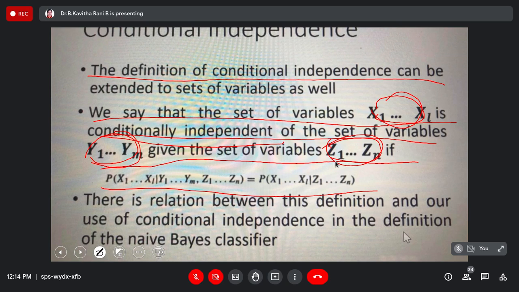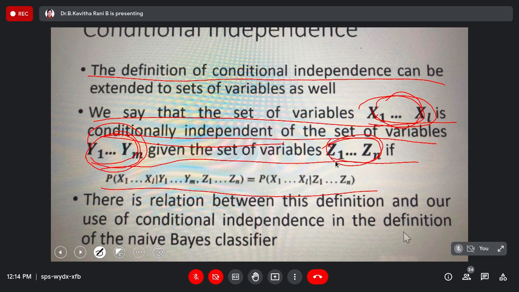So x is conditionally independent of y given z. So instead of x, we assume a set of variables x1 so on x3. Instead of y, we are assuming y1 so on yn. Here, instead of individual variables, we are now taking a set of variables. So we are applying conditional independence now.